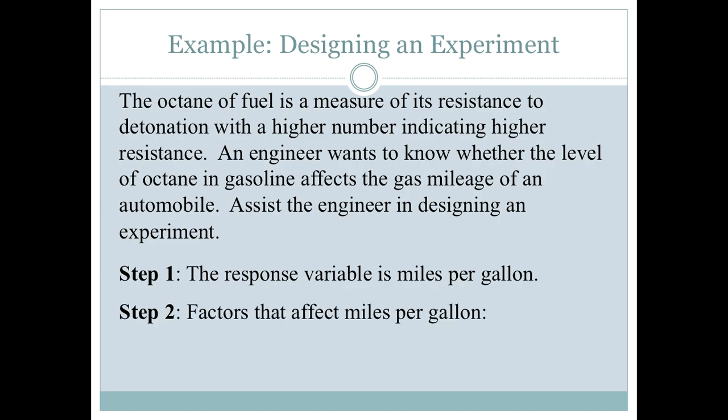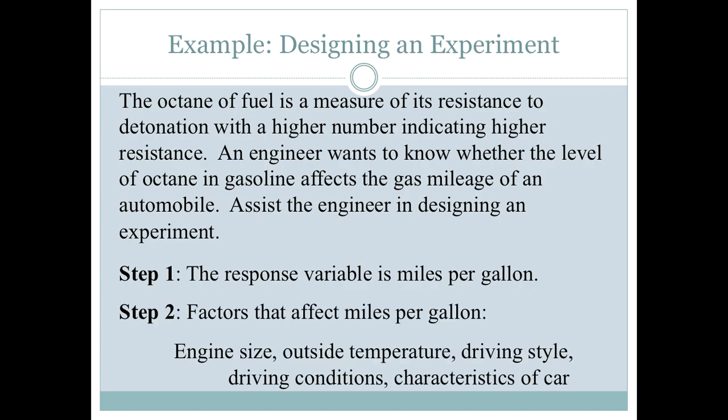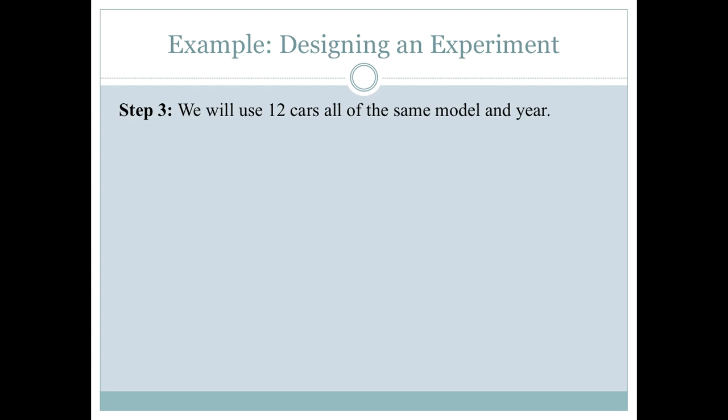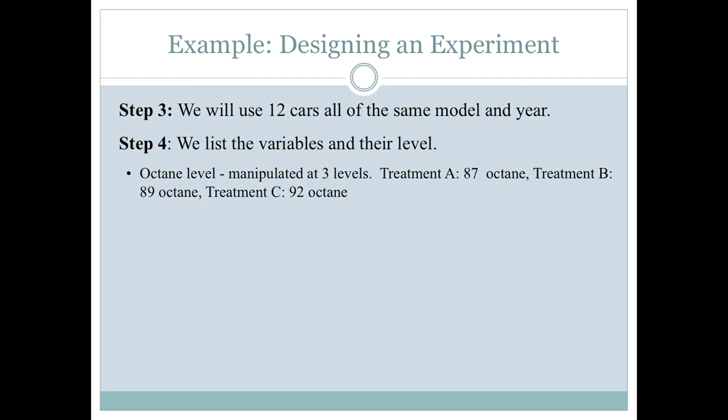Now, the factors that are going to affect miles per gallon, you can kind of just think about this: engine size, outside temperature, driving style, driving conditions, the characteristics of the vehicle, that kind of thing. There are probably a lot of other things than just those. Step three, now this we wouldn't know without some other information, but the example we're going to walk through, we're just going to use 12 cars, all the same model, same year. And we're going to list the variables and their levels. So we would have octane level manipulated at 3 different levels. We'd have 87, 89, and 92.